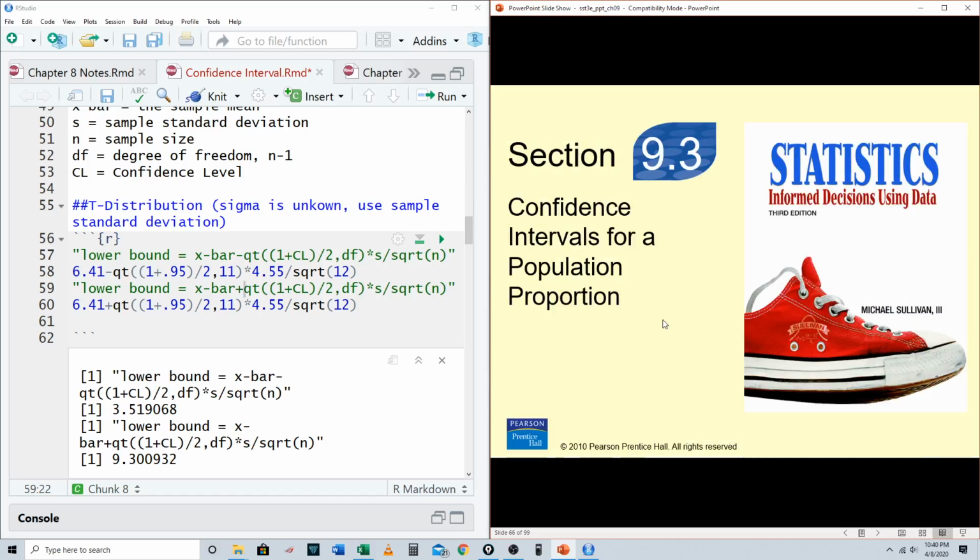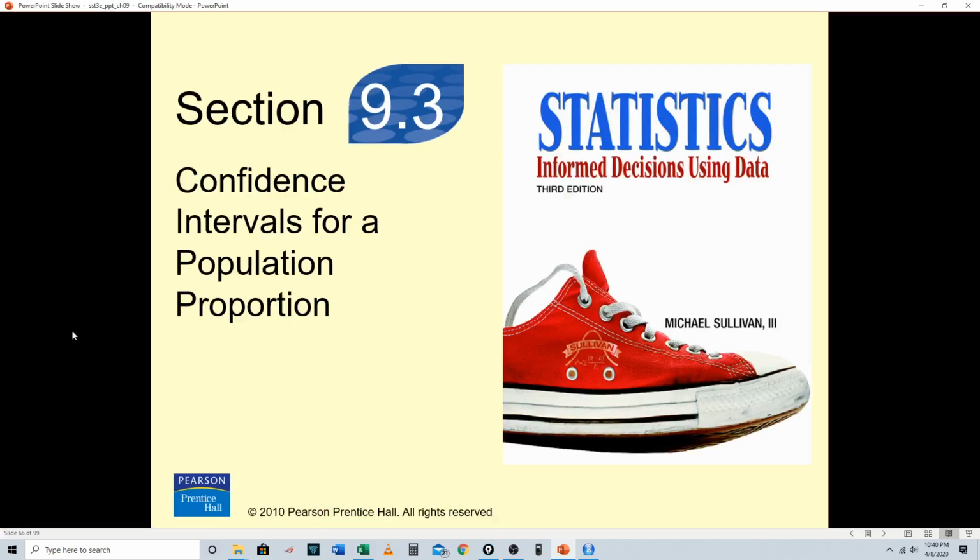I'm not going to mess with this. Moving on. So we've done Z distributions and T distributions. So let's look at P, our proportion, intervals for population proportion.